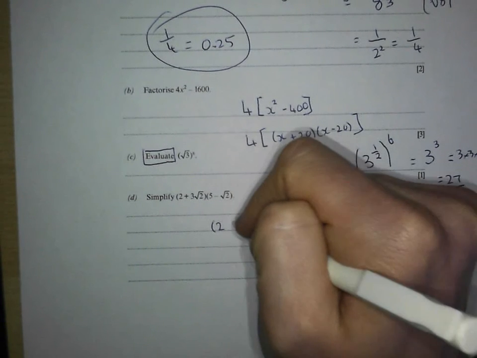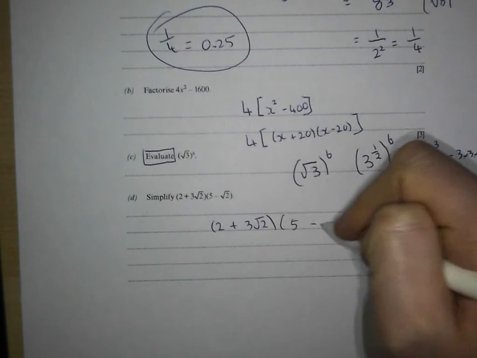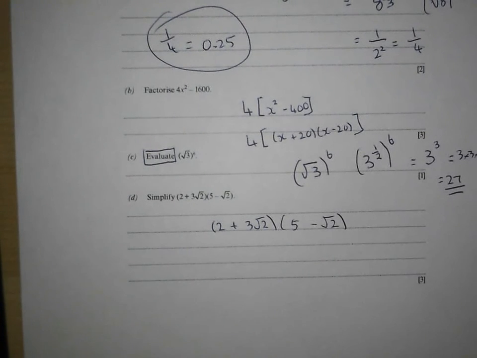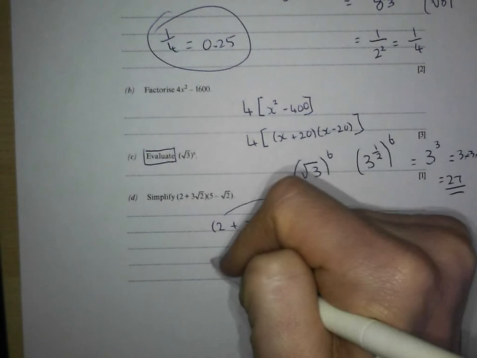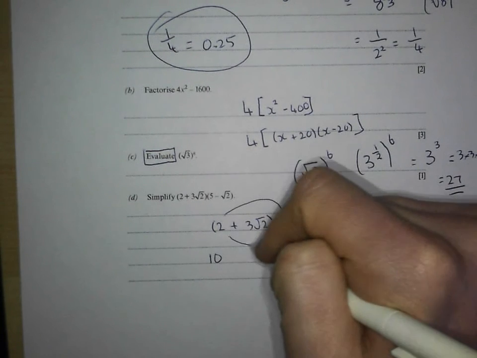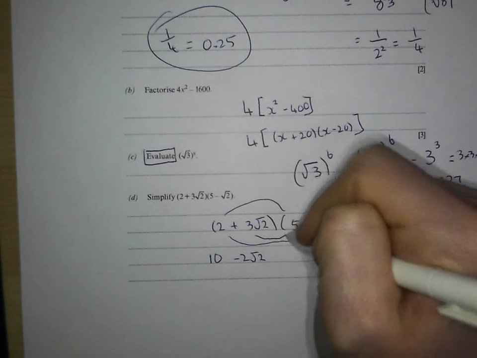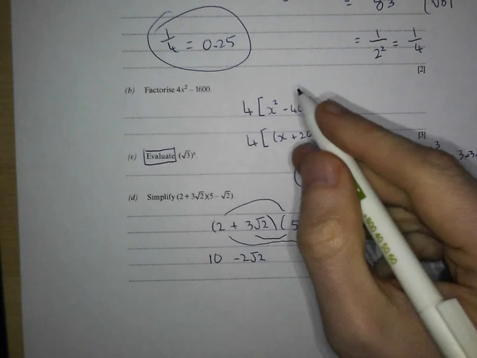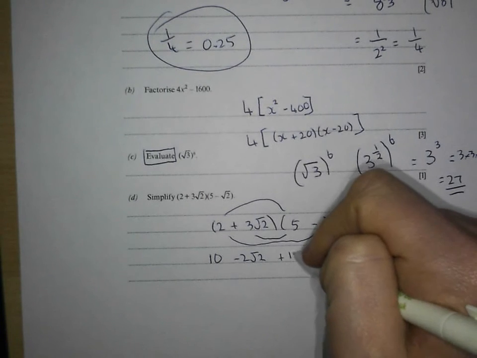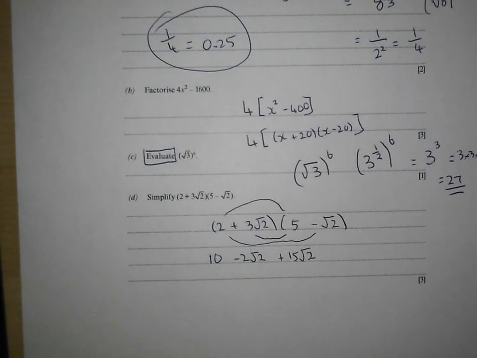Just write it out a bit bigger. 2 plus 3 root 2, multiplied by 5 minus root 2. Well, let's take our time just like we do with double brackets with algebra. 2 times 5, 10. 2 times minus root 2 is minus 2 root 2. 5 times 3 root 2. Be careful with this one. 5 times 3 is 15 and it's positive. And then you've got root 2 there. That's 5 lots of 3 root 2. That's 15 root 2. So a lot of people get that one wrong for some reason.